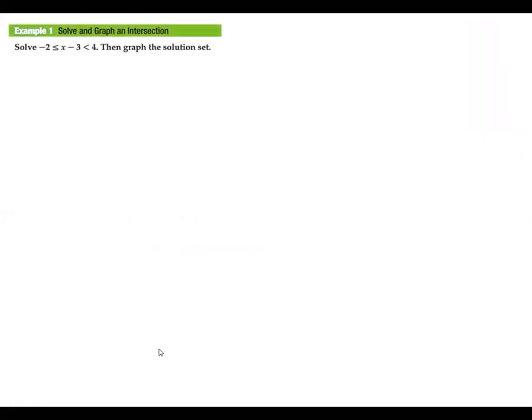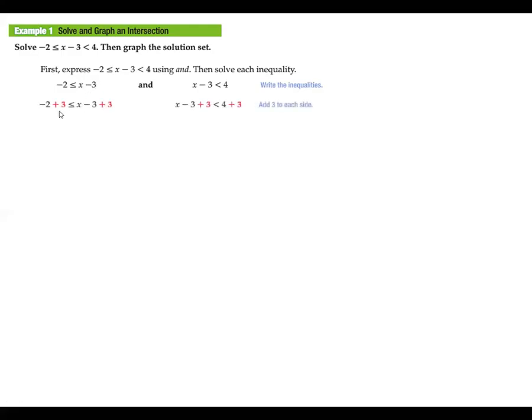So let's solve this and then graph the solution set. First, express this inequality as x minus 3 is greater than or equal to -2 and x minus 3 is less than 4. Then solve each inequality, so I write them separately. Notice the x minus 3 goes with the -2 and it also goes with the 4. For this one, I would add 3 to both sides, and same thing with this one. I would have 1 is less than or equal to x, and x is less than 7.